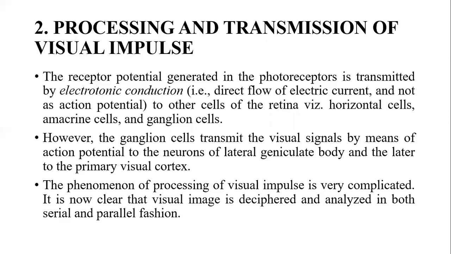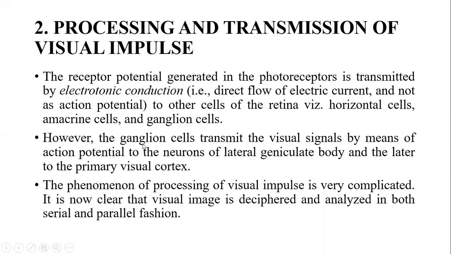Now, let's see the receptors, the processing and the transmission of the visual impulses. The receptor potential generated by the photoreceptor is transmitted by electrotonic conduction, that is direct flow of the electric current, not by action potential, to other cells of the retina like horizontal cells, amacrine cells, ganglion cells, we read already.